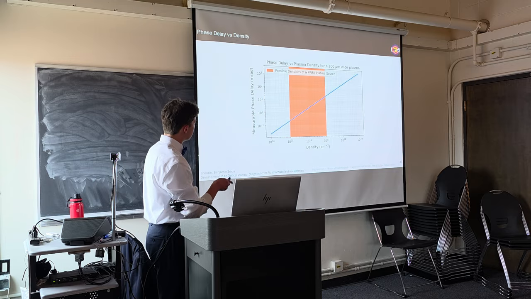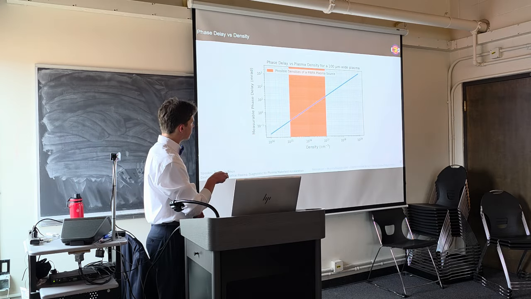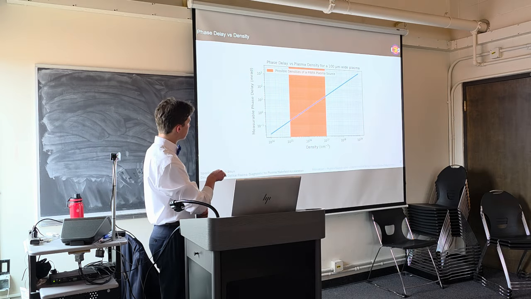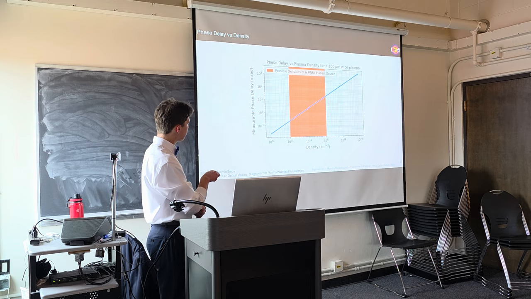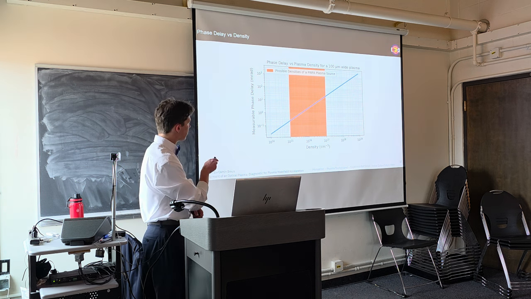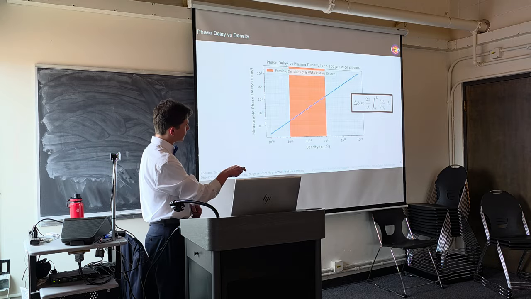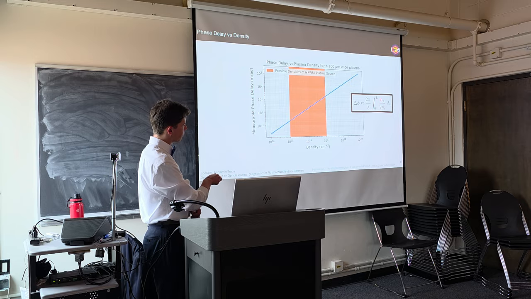Okay, so what we're interested in measuring is this 10 to the 15 to 10 to the 17 range. This is a plot of the density compared to the measurable phase delay. The phase delay is that delta phi equation that I talked about earlier, and the density is the plasma density that we're interested in.